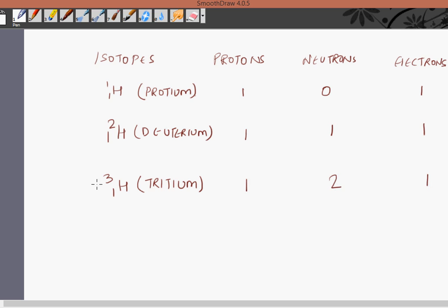In these three, this is the heavier one. This is the heavier isotope, and the others, the medium ones, we call them stable isotopes.